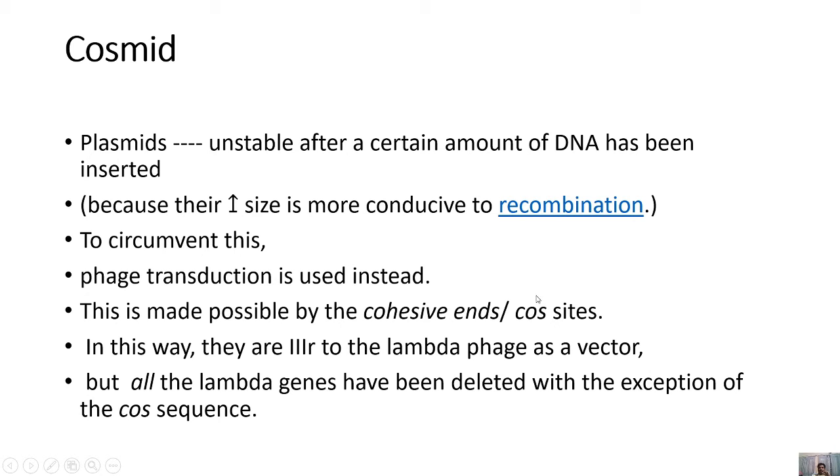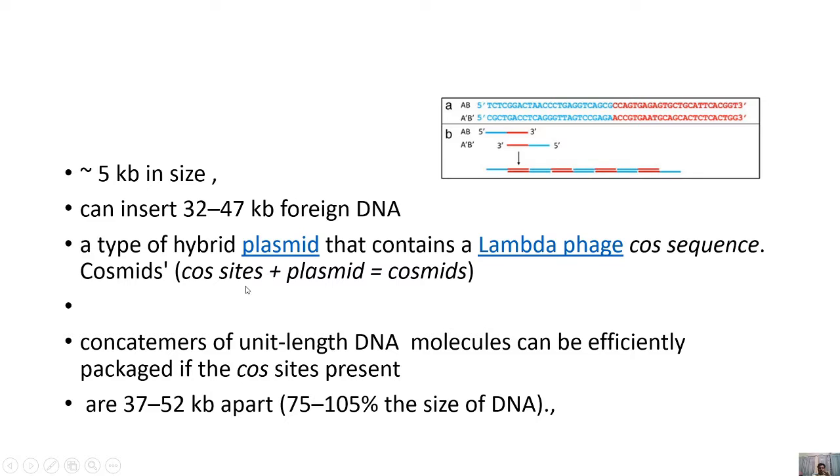So, if we can introduce these cos properties into the plasmid vector, then this plasmid may also get properties like the phage. That means it can be stable even after the introduction of a large DNA fragment into the plasmid-related vectors. That's why we intended to introduce this cos site into the plasmid-related vectors, and then the vectors are known as cosmid vectors. That means cos site plus plasmid. So the vector is known as a cosmid vector.